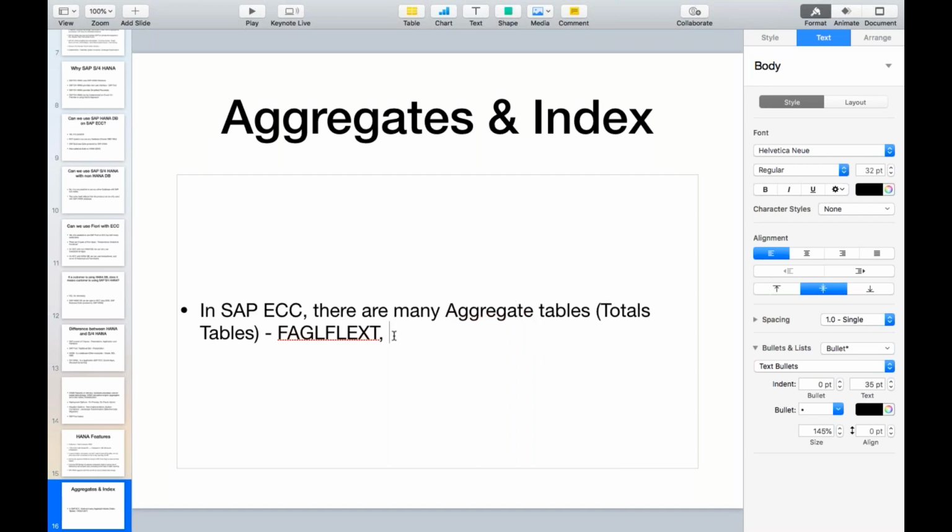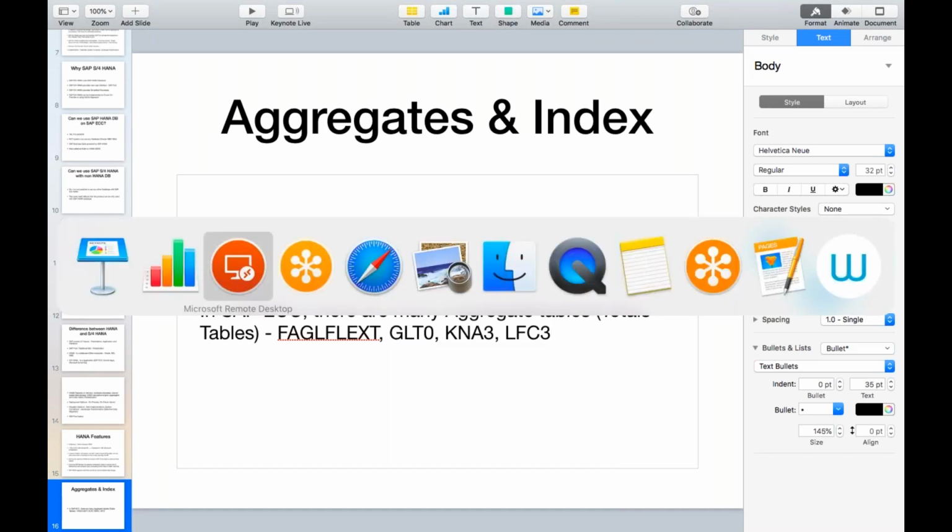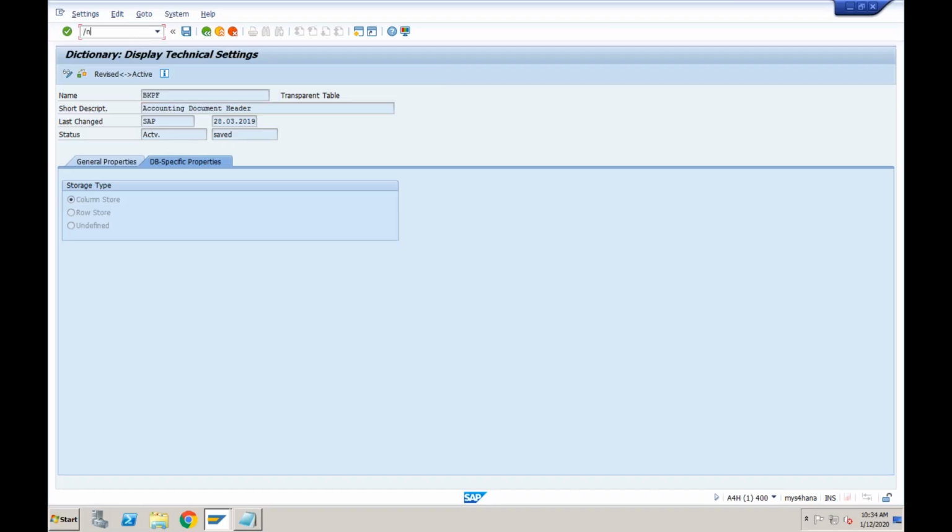If you are using classic GL accounting, there is a table GLT0. GLT0 is a table for classic GL accounting. From AR and AP point of view, there are tables like KNC3, KNA3, I think, and LFC3. What are these tables? Vendor balances. Let me show you in the system directly, just to verify whether we are going for the right table.